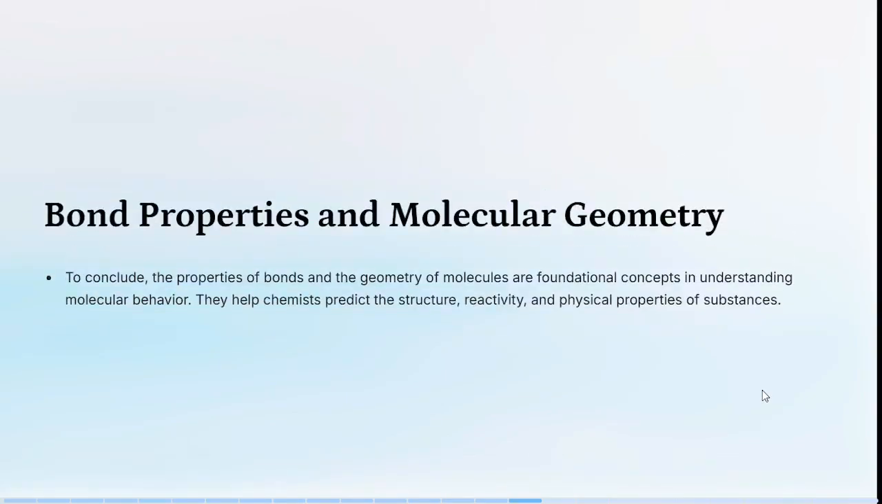We'll talk about bond properties and molecular geometry. To conclude, the properties of bonds and geometry of molecules are foundational concepts in understanding molecular behavior. They help to predict the structure, reactivity, and physical properties of substances.